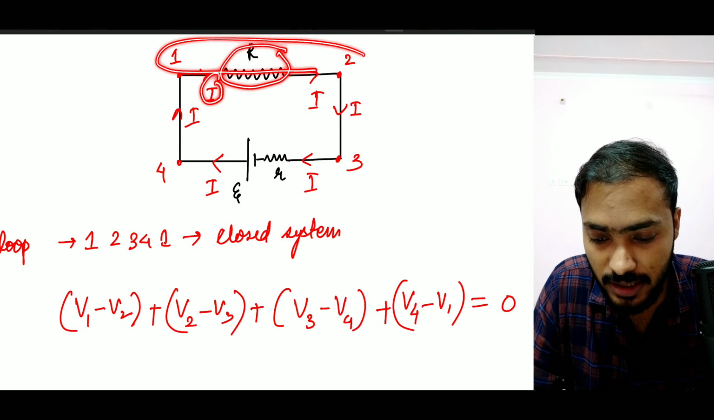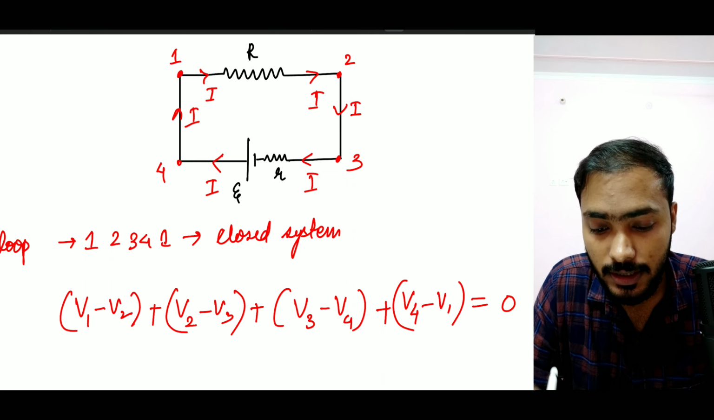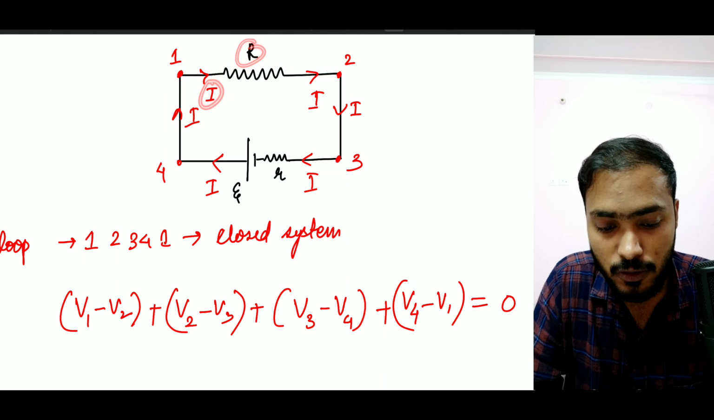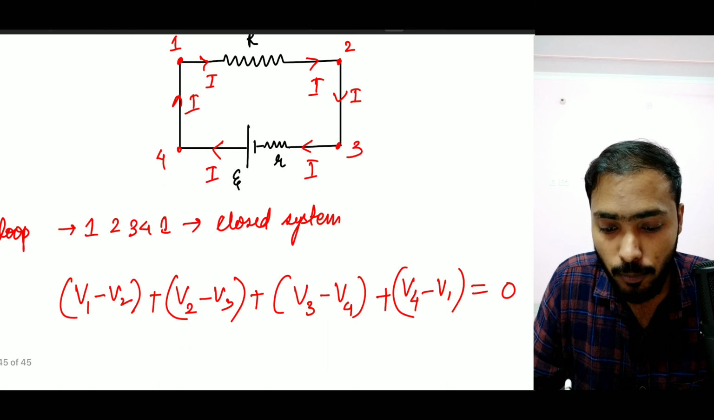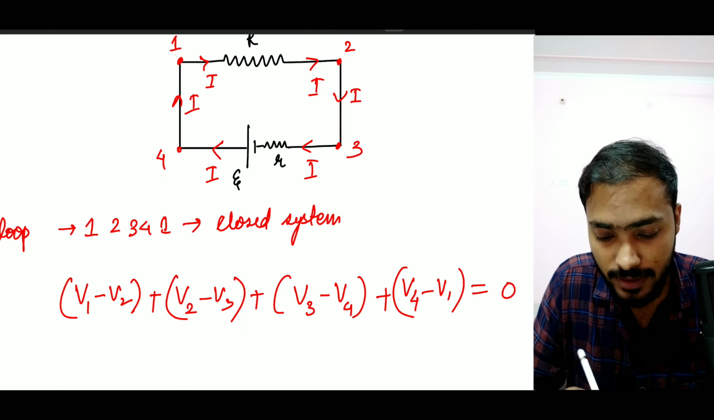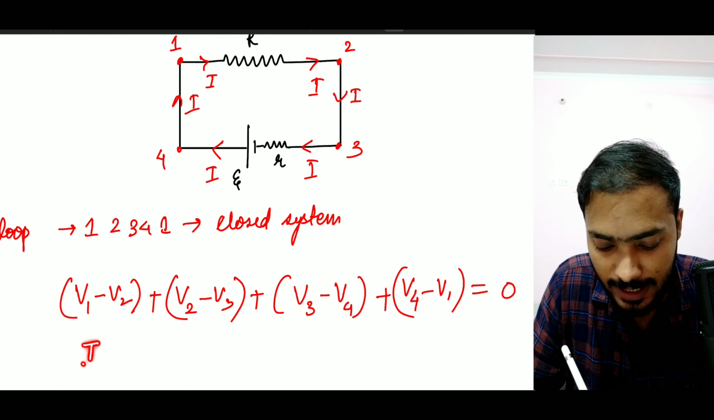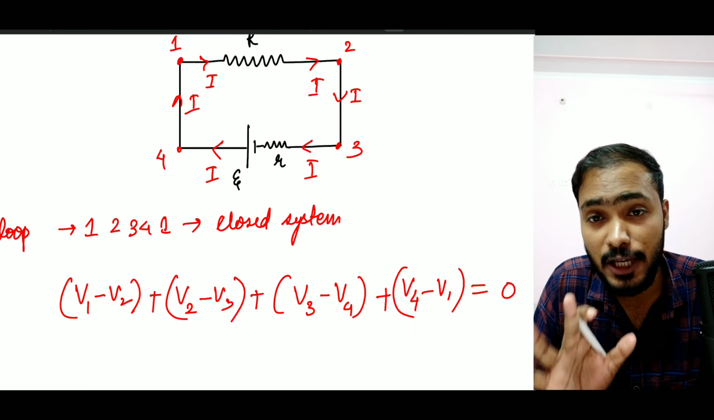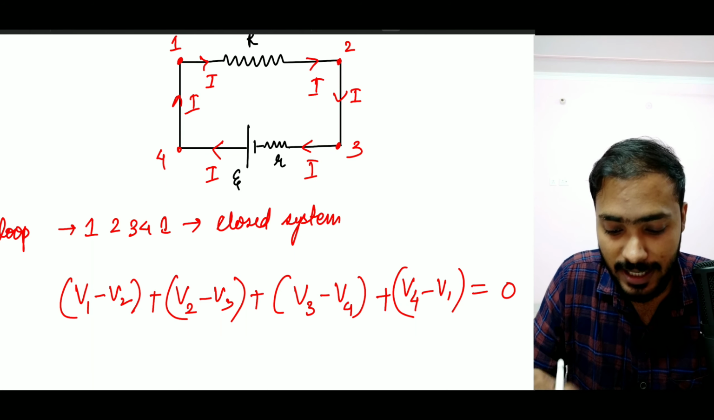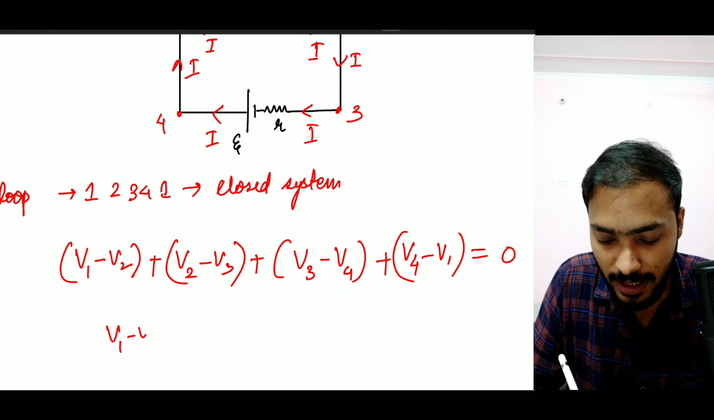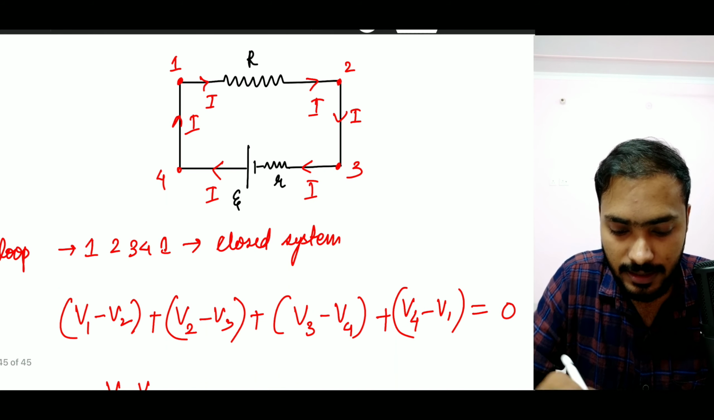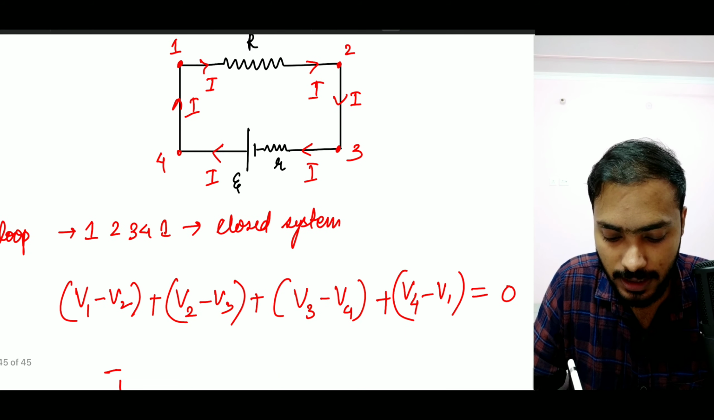So what is the potential difference across 1 and 2? With resistance and current, by Ohm's law, can I say the potential difference across V1 and V2 is equal to IR? I hope you guys can understand, right? So I can simply write V1 minus V2. Let me just write that there so that you can understand much better.